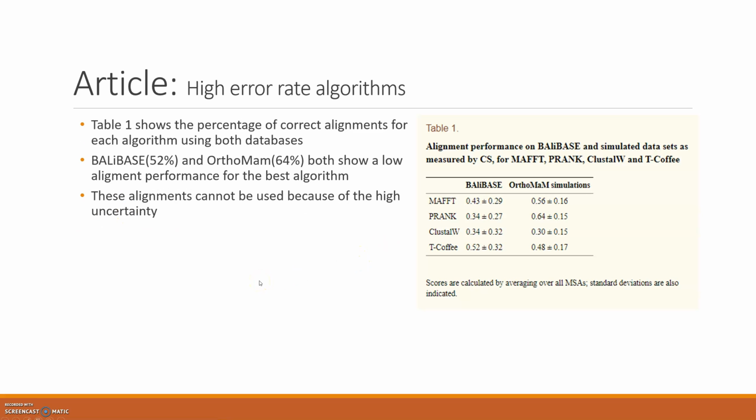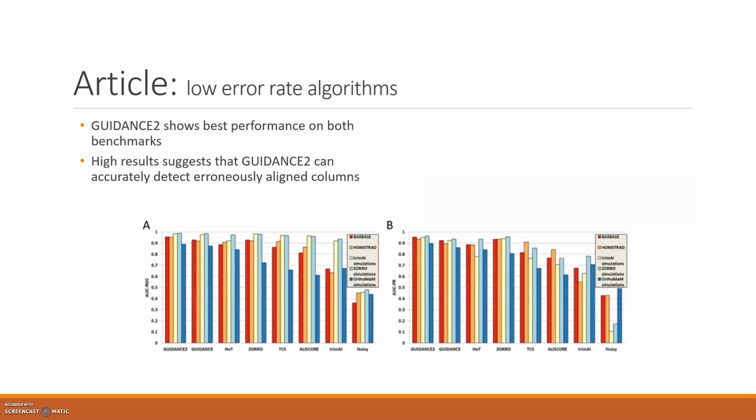Table 1 shows us the percentage of correct alignments for each high error rate algorithm. Both benchmarks show a low alignment performance. These results are too low for us to use for further analysis. For the low error rate algorithms, we can see that Guidance 2 shows us the best performance on both benchmarks. This suggests that Guidance 2 can accurately detect erroneously aligned columns. We can also conclude that Guidance, HoT, Zorro, TCS, and AliScore also have good performances.